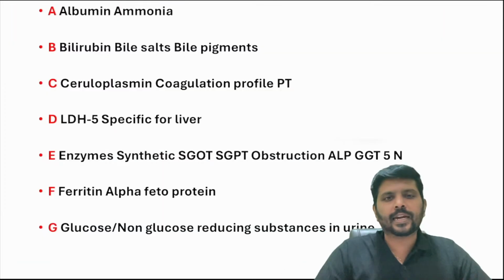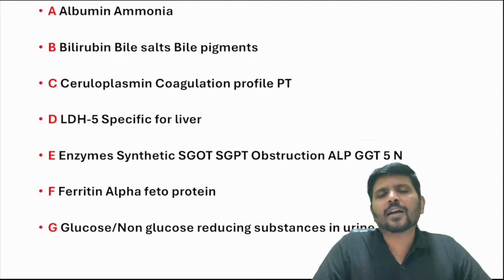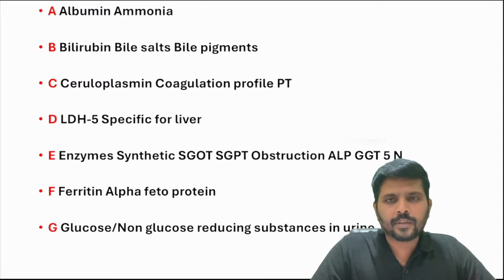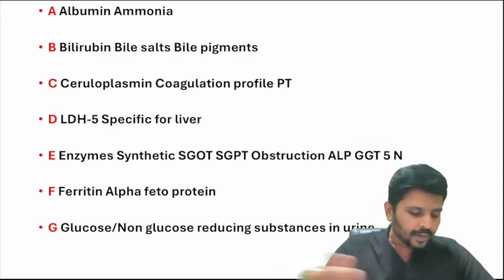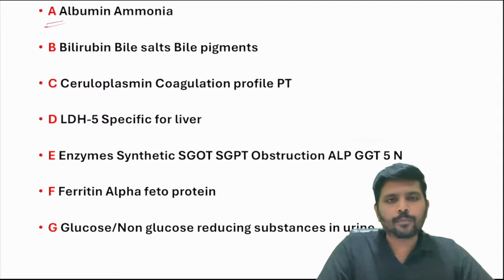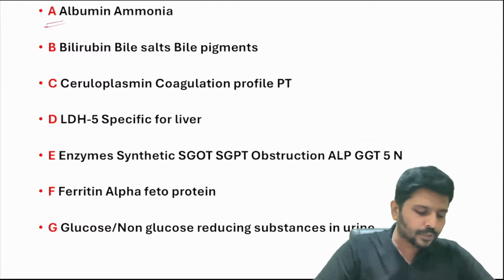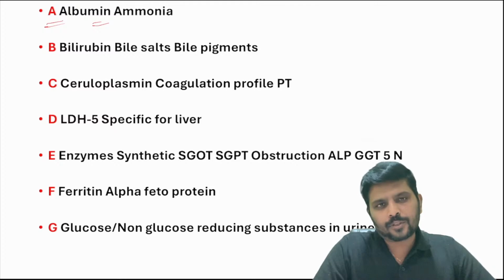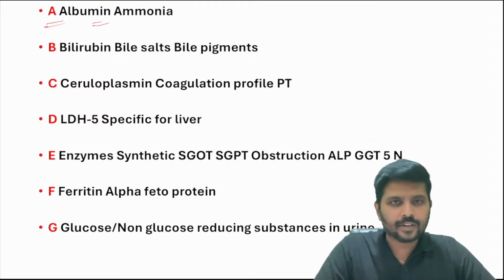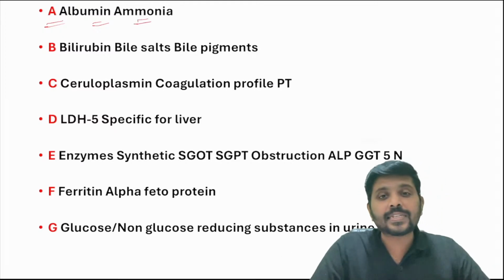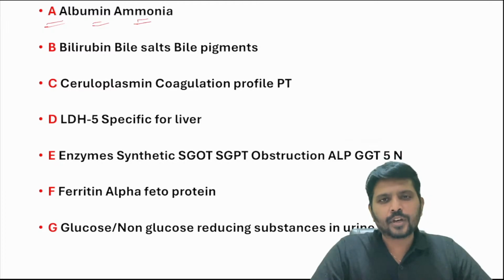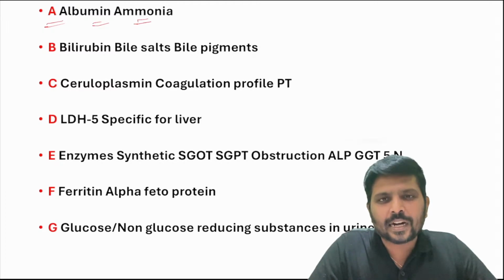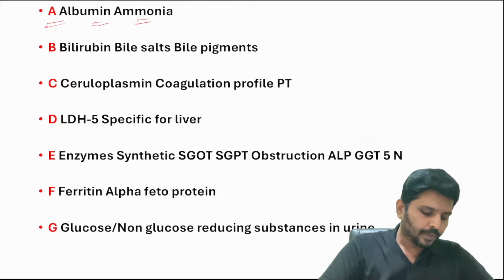Another thing that you can remember is what are all the functions of the liver. You can remember them in the form of A, B, C, D, E, F. A stands for albumin. So if albumin is low, think in terms of chronic liver disorder. Ammonia is detoxified in the liver. If the liver is deranged, ammonia level will increase, leading on to encephalopathy.